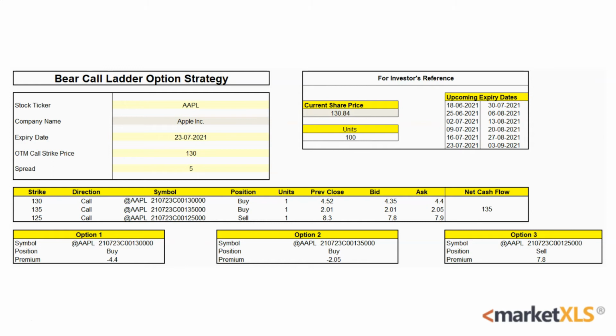The net cash flow of the whole strategy is the sum of the cash flows provided by all the three options. It will always be positive in this strategy, and the amount will also be equal to the strategy gain in case the market goes down.